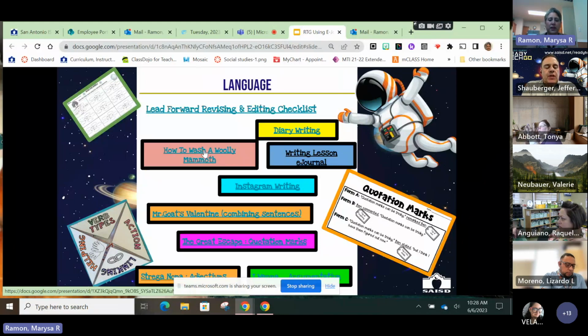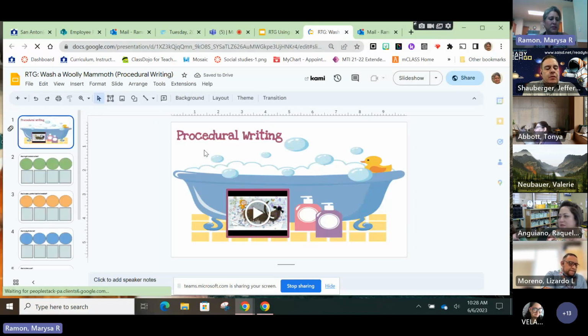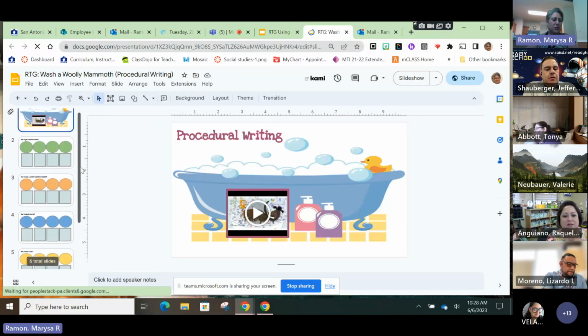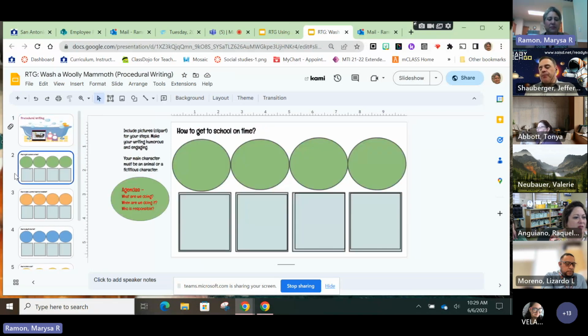This one's a really cute one, How to Wash a Woolly Mammoth. And I'm hoping that the sixth grade teachers and so forth could see how this could be used in your upper grades as well. This is a procedural writing. It's a real cute story about a little girl that's bathing her woolly mammoth and the steps that she goes through in the process. So then every day they had their own writing to do afterwards and include pictures and clip art for your steps. Make your writing humorous and engaging.